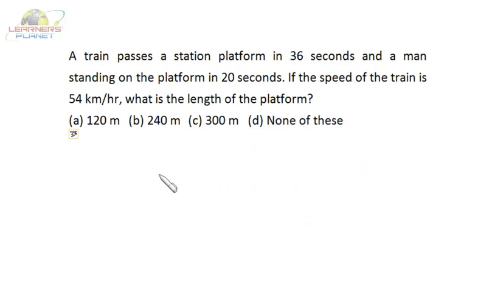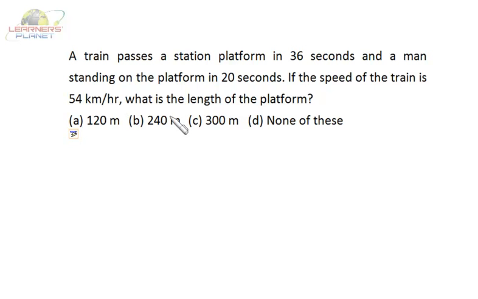Now further, an interesting question. In this case, let's see, a train passes a station platform in 36 seconds and a man standing on the platform in 20 seconds. If the speed of the train is 54 km per hour, what is the length of the platform? Friends, let's try to do this problem mentally. Let's not make any use of paper and pen.